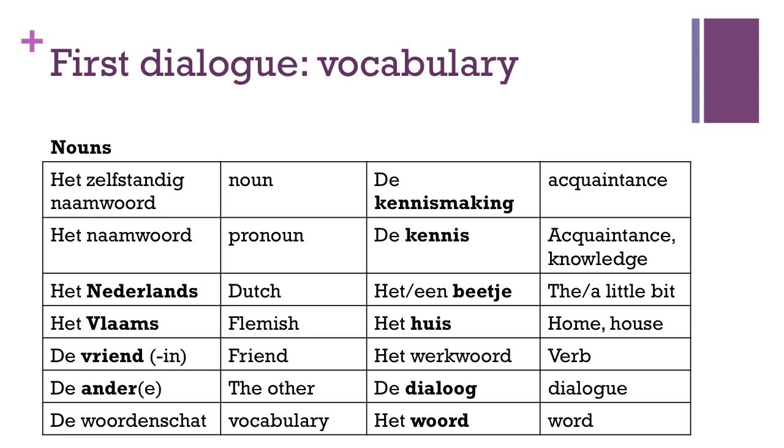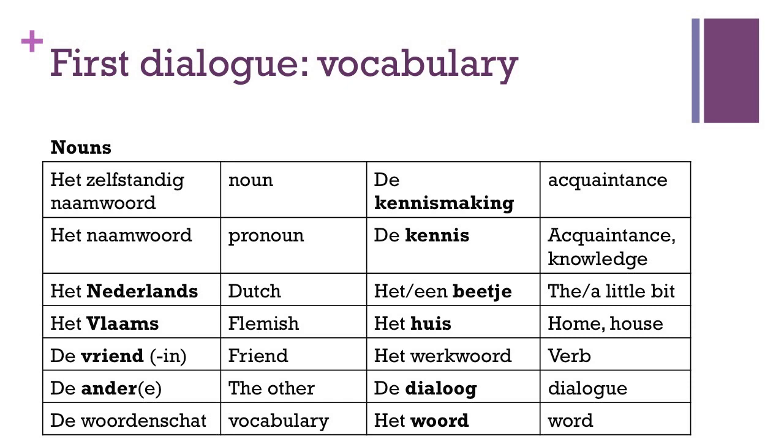Het Nederlands, we've seen in the introduction, is Dutch, and het Vlaams is Flemish, the Dutch in Belgium. De vriend is friend. If you add the in between the brackets, it becomes vriendin, meaning female friend. Sometimes it is also used as boyfriend or girlfriend. De ander or de andere is the other. Andere is used more often.